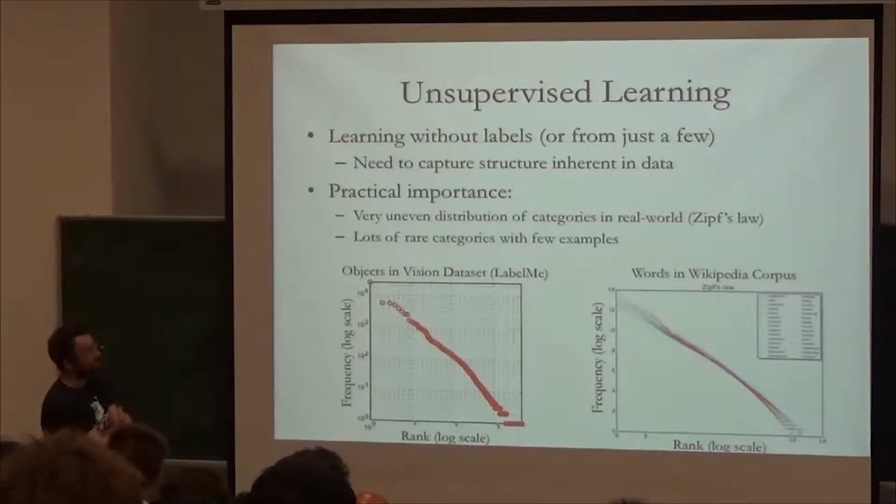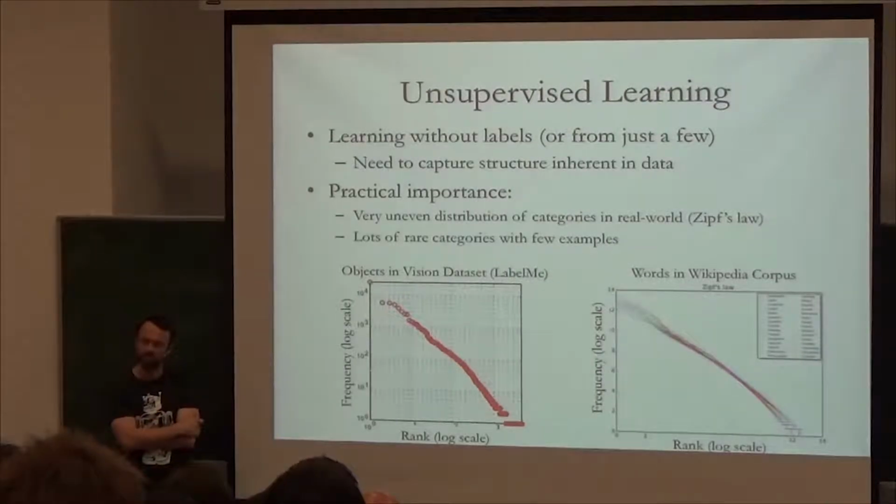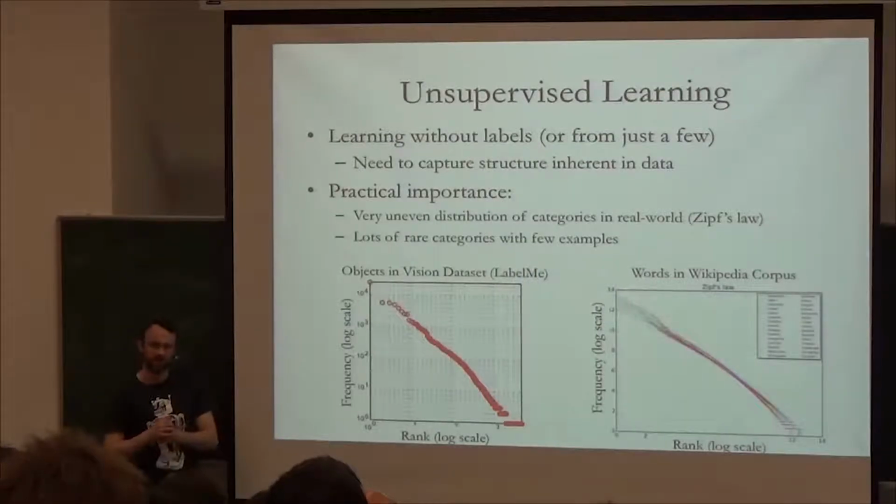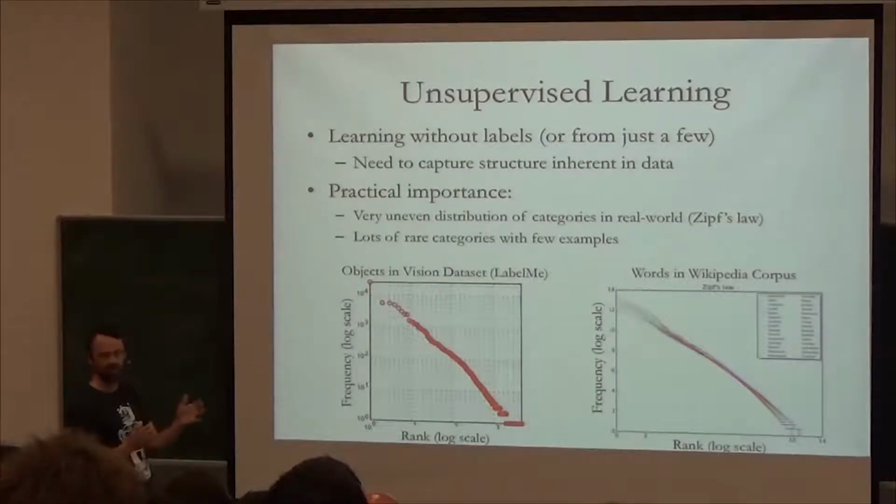unsupervised learning. So, in practice, if you take all these common data sets that I was referring to in the last lecture, they have a uniform distribution across the classes. What I mean is that every class has the same number of examples. Now, unfortunately, in the real world, that's just not how things work.